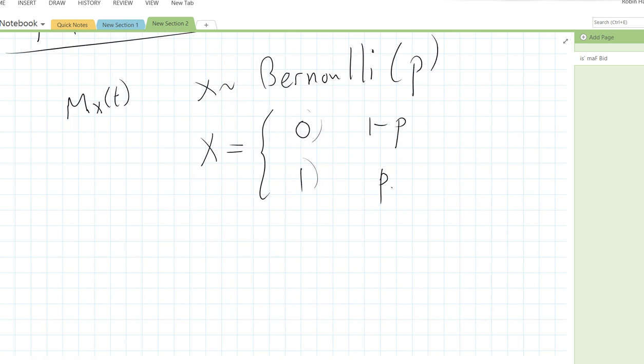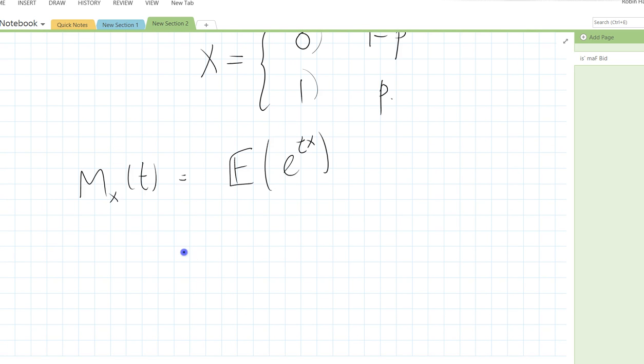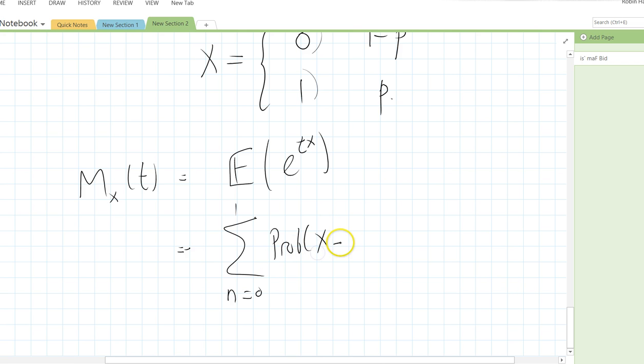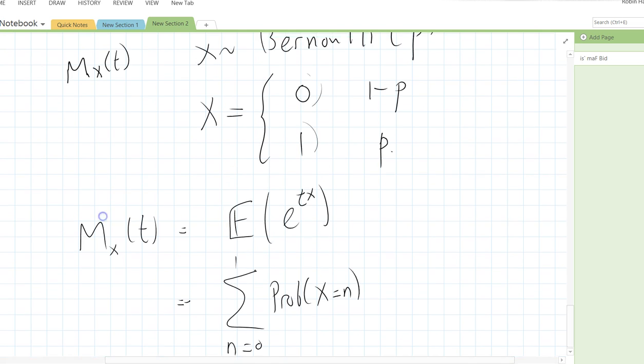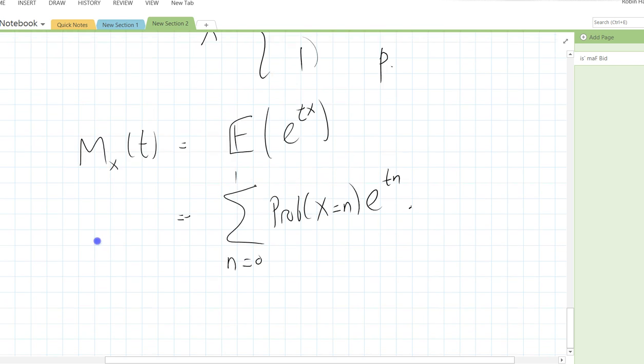Well, there it is. So what's the moment generating function of X as a function of t? It equals the expectation of e to the tX, which equals the sum from n equals 0 to 1 of the probability that X equals n, times e to the tn. Well, you see, I say it's a sum from n equals 0 to 1, but it's either 0 or 1, there's only two possibilities. So that's all it is.